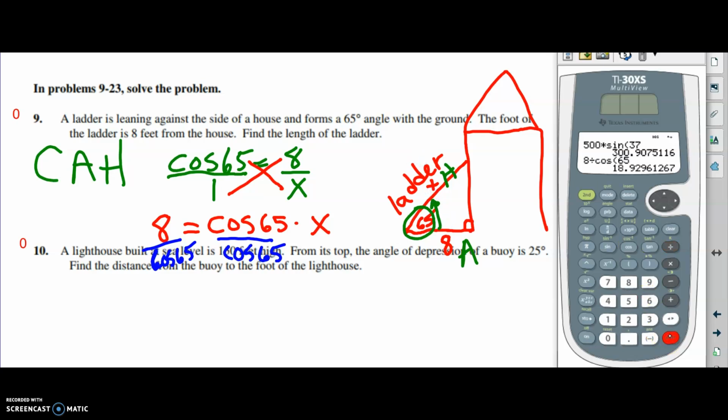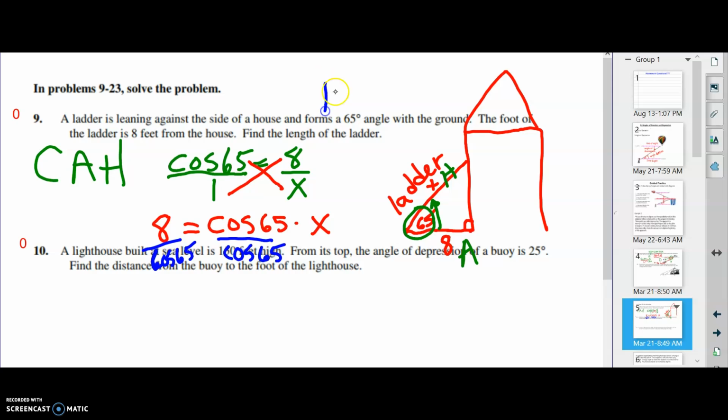And again, we want to round to the nearest tenth, so it would be 18.9. 18.9 would be our ladder, which sounds kind of silly. We would probably round that one to the nearest whole number. We'd say it's a 19-foot ladder, but on the homework, everything says round to the nearest tenth, unless you're finding the angle. The angle, I think, says round to the nearest degree. So 18.9 feet would be the length of our ladder.